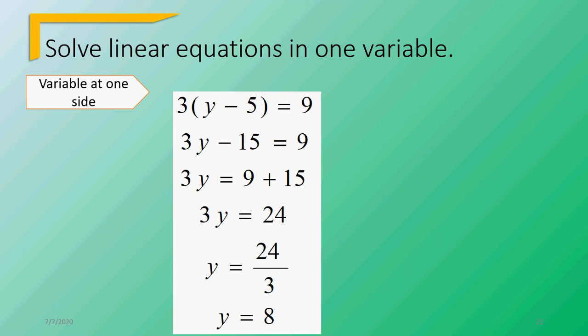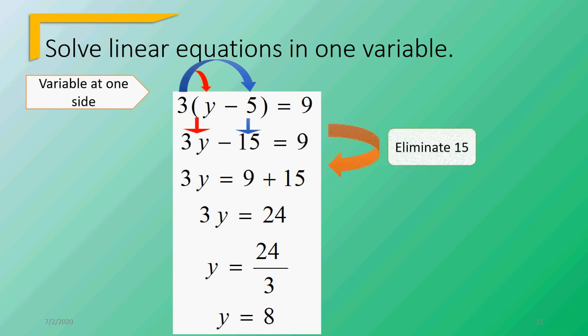What happens when you apply the distributive law? You multiply 3 with y to get 3y, and then you multiply 3 with minus 5 to get minus 15. So from 3 in brackets y minus 5, you are going to get 3y minus 15, because of the distributive law application. So you will have 3y minus 15 equals 9. From here, you have to eliminate 15 by adding 15 at the right hand side.